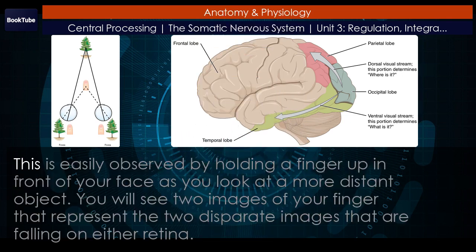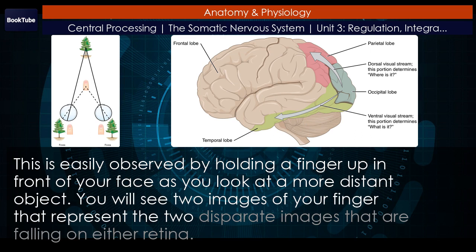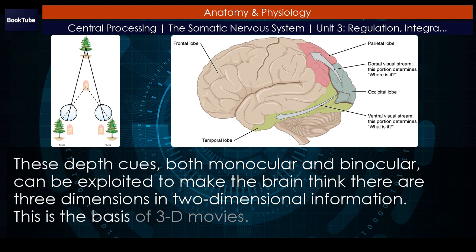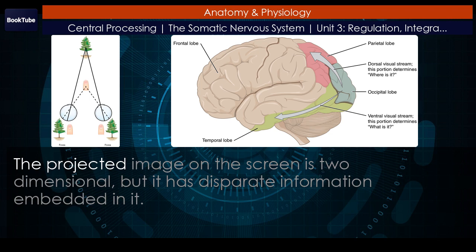Figure 7. This is easily observed by holding a finger up in front of your face as you look at a more distant object. You will see two images of your finger that represent the two disparate images that are falling on either retina. These depth cues, both monocular and binocular, can be exploited to make the brain think there are three dimensions in two-dimensional information. This is the basis of 3D movies. The projected image on the screen is two-dimensional, but it has disparate information embedded in it.